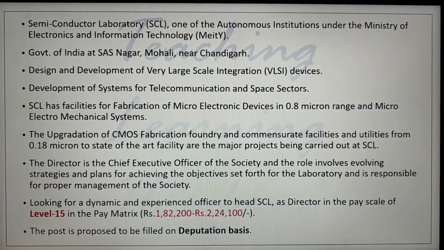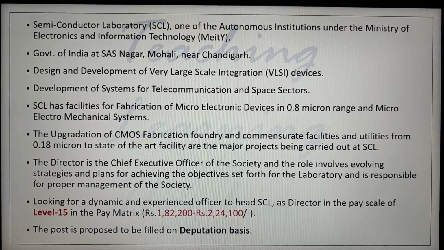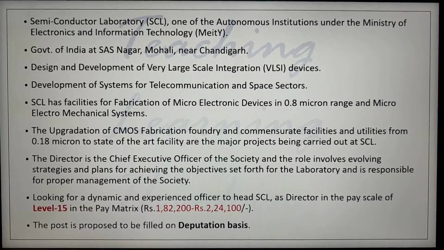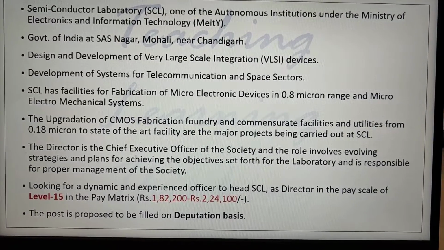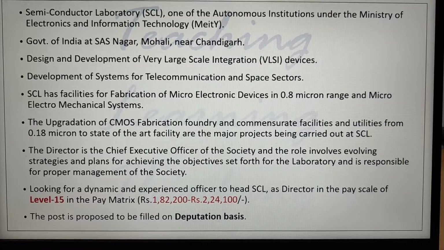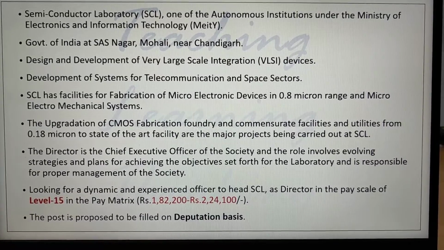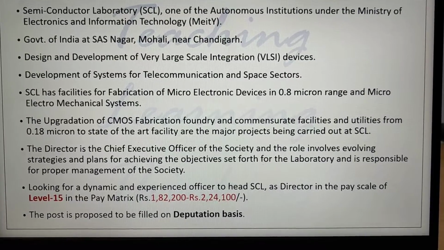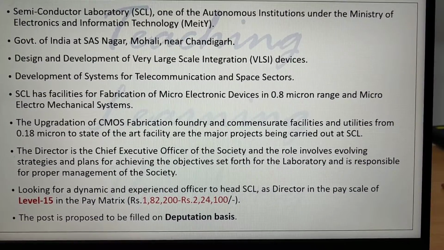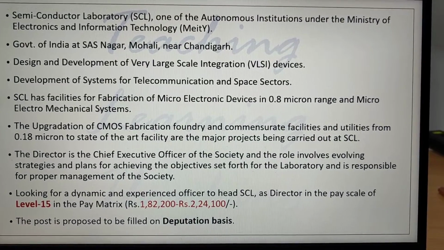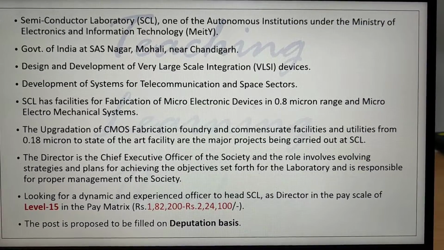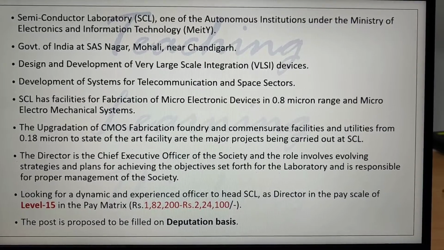Semiconductor Laboratory SCL is one of the autonomous institutions under the Ministry of Electronics and Information Technology, Government of India, at SAS Nagar, Mohali, near Chandigarh. Design and development of very large scale integration, VLSI, devices are the main part of SCL, and also development of systems for telecommunication and space sector. SCL has facilities for fabrication of microelectronic devices in the 0.8 micron range and microelectromechanical systems. The upgradation of the CMOS fabrication foundry and commensurate facilities and utilities from 0.18 micron to a state-of-the-art facility are the major projects being carried out at SCL.